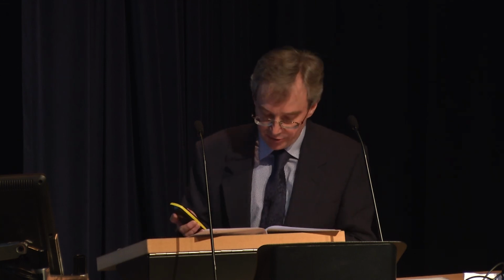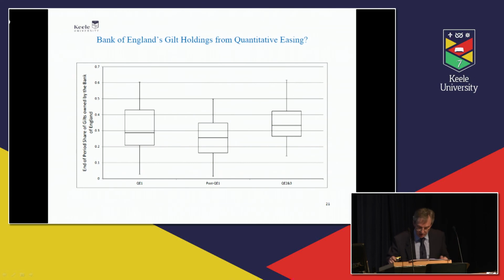But both the UK and the US started quantitative easing programs as the financial crisis took hold at the turn of 2008-2009. In the UK, the Bank of England mostly bought gilts, a lot of them, around £375 billion worth. I should explain this Box-and-Whisker plot. The left-hand box is for the first period of QE, the middle box is for the period between the first and second periods of QE, and the right-hand box is for the second and third periods of QE.